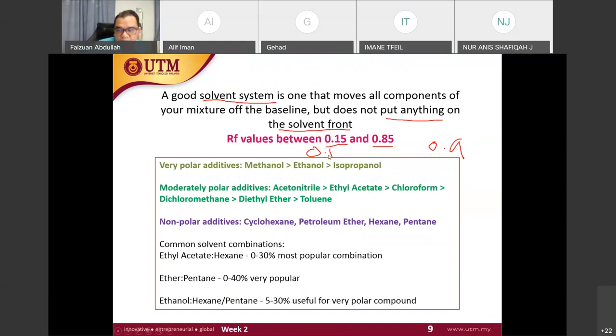Okay, for right now, do you have any other question? Because basically the question about a TLC in the exam and test and so on is only about the RF value, for example, right? The simple calculation, right? And then I will give all the notes about chromatography in the e-learning.